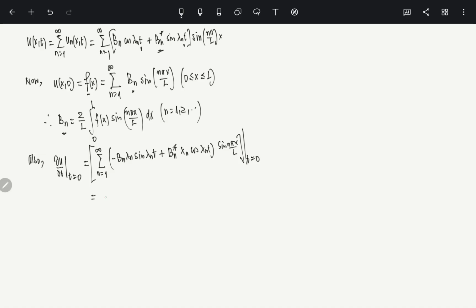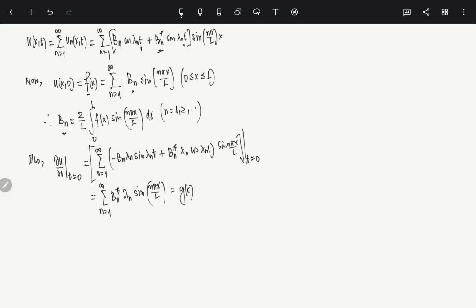Now you see, at the point t equals 0, if I put t equals 0 here, it comes out to be this. This is nothing but Bn star, and then lambda n sine of n pi x by L. And this is nothing but g of x, that's given to us.